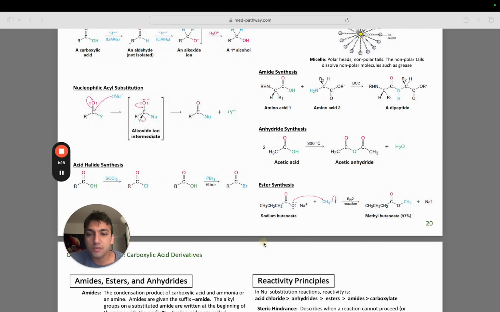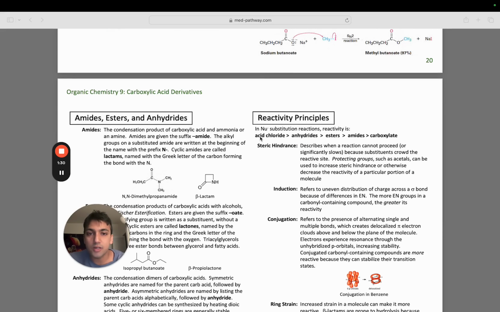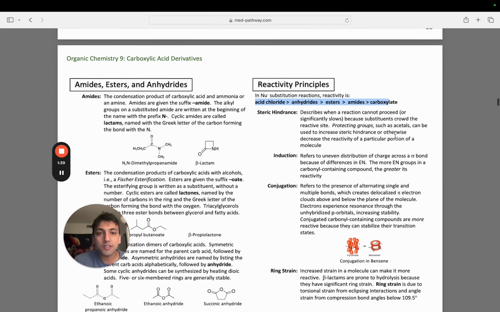So that's basically reactivity principles. I would know this order right here really well. And I think once you do a few practice questions on the MCAT with this, you'll get a better sense of why this is helpful. Okay, next is steric hindrance.